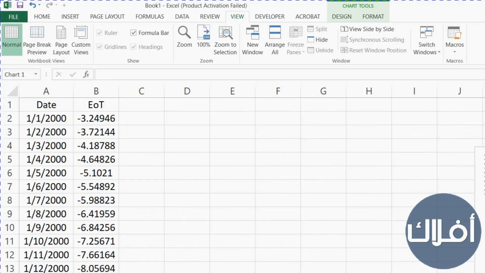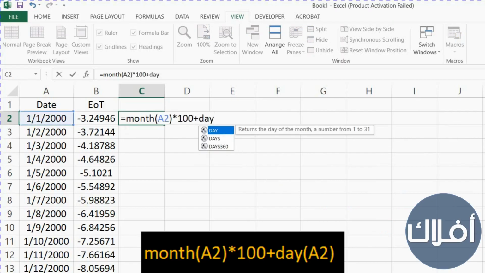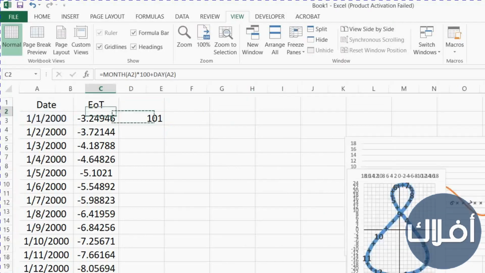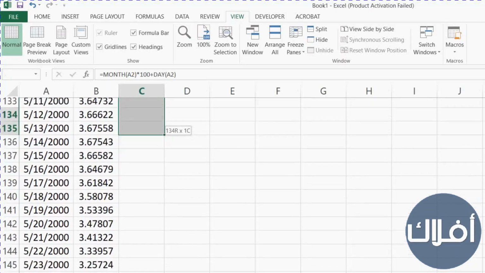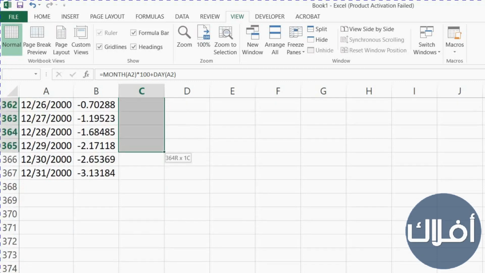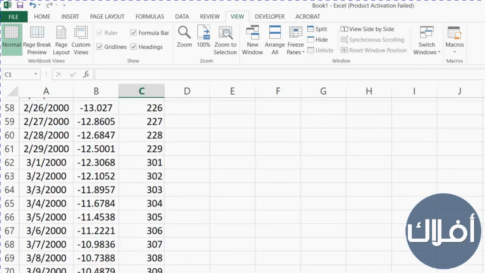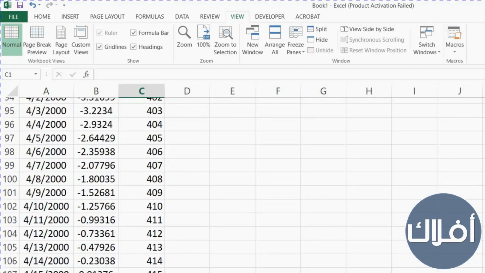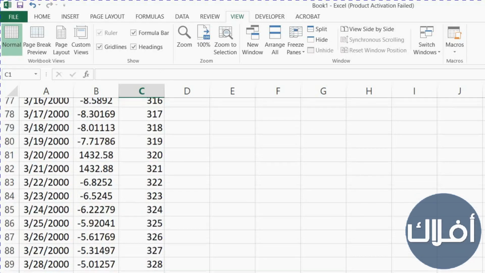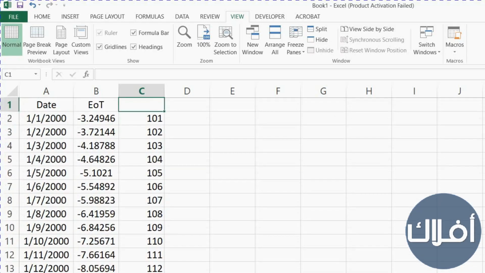Now in column C, I will add the month multiplied by 100 plus the day of the month. So the value 101 is the first day of the first month. I'll copy this value and paste it for all days on that year. So 105 is the 5th day of the first month, 420 is the 20th day of the 4th month, and so on. We note here that column C does not contain the year because this method assumes all years are the same. But let's see an example on how to use this method.